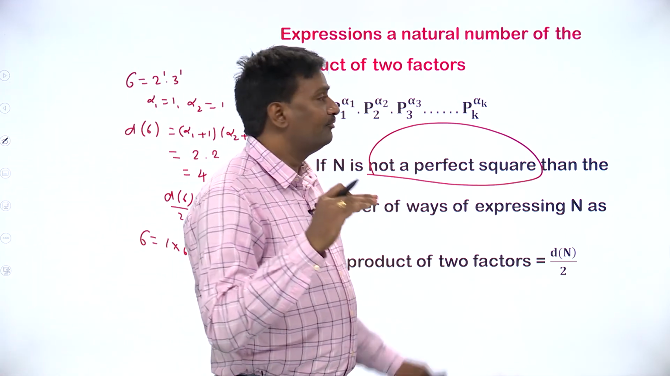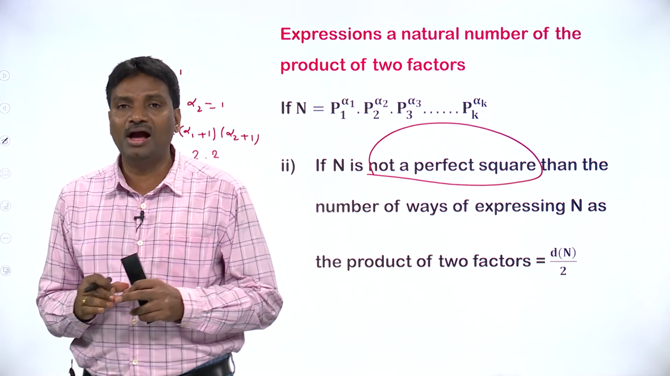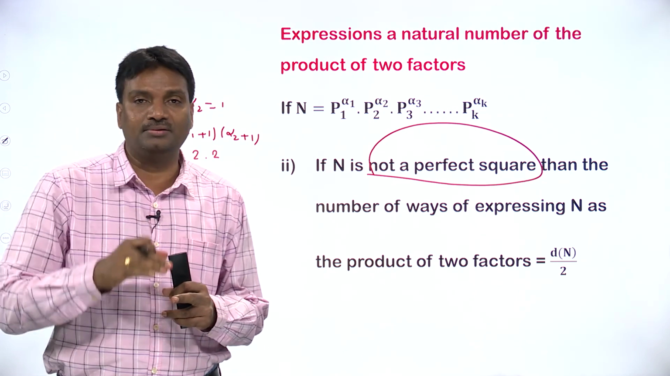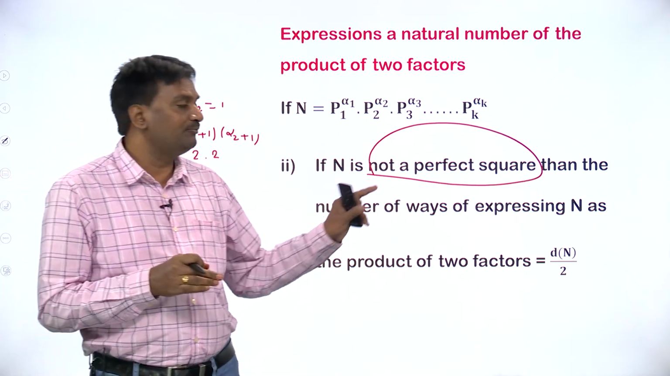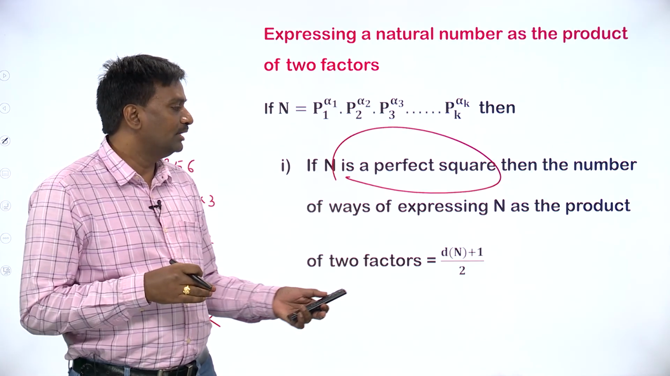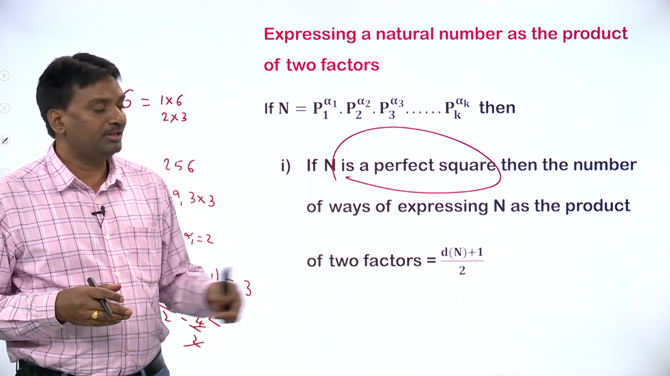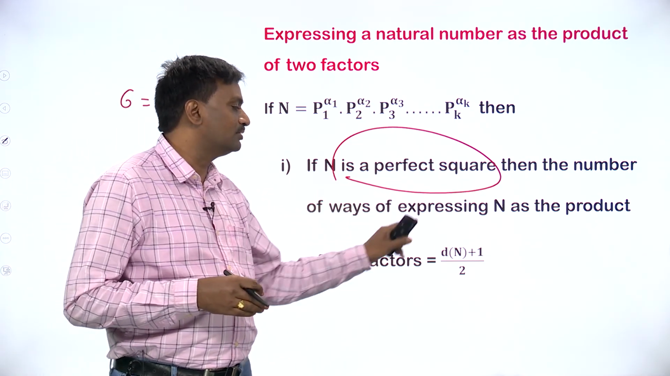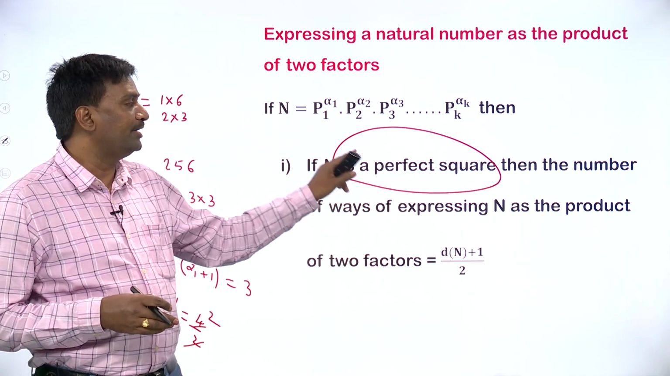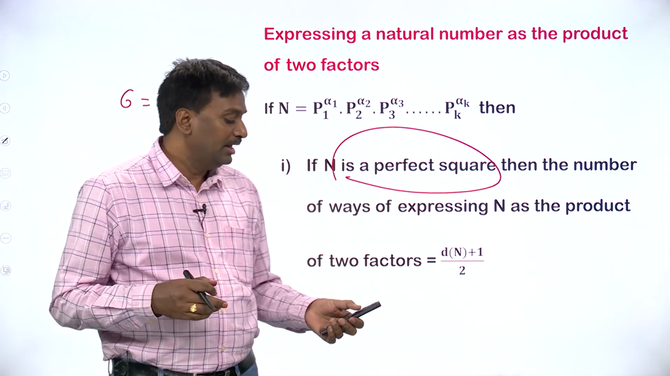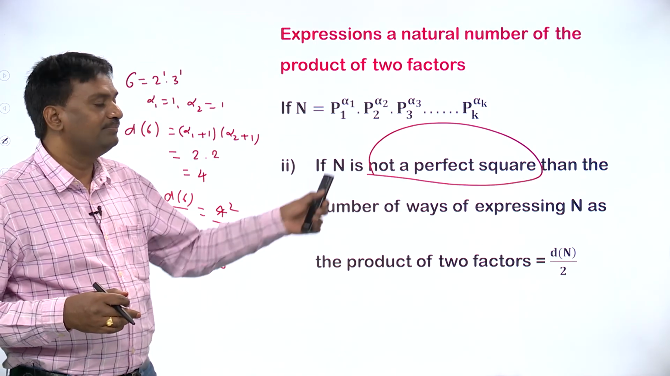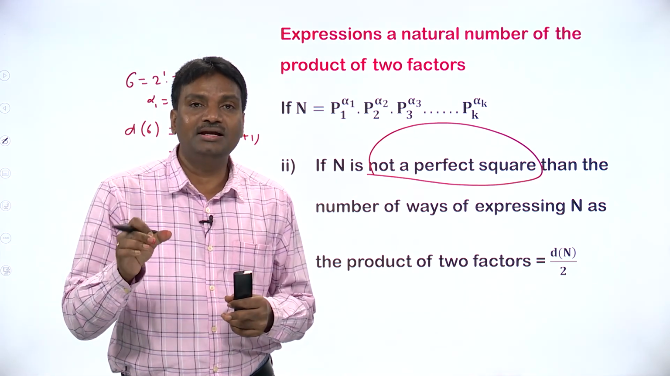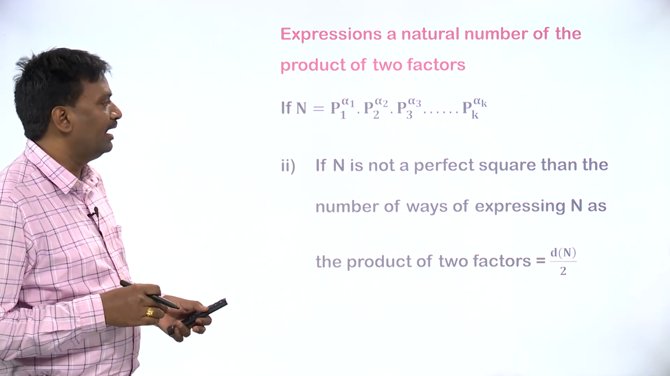So, to express the given number as the product of two factors, first we have to check whether the given number is a perfect square or not. If the given number is a perfect square, then we can use the formula d of n plus 1 by 2. If n is a perfect square, then the number of ways of expressing n as the product of two factors is d of n plus 1 by 2. If n is not a perfect square, then we can use the formula d of n by 2. In both cases, d of n represents the number of factors of the given natural number.